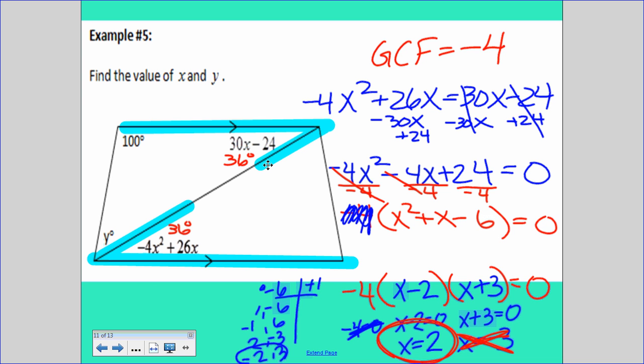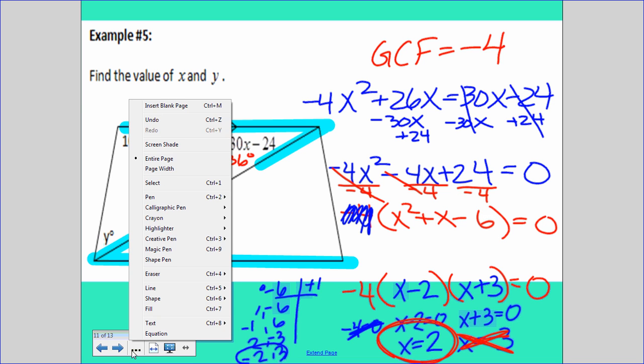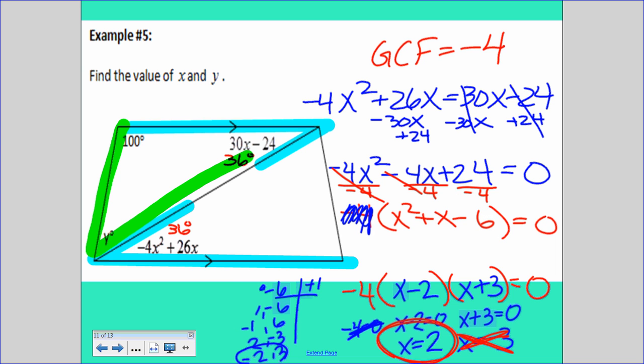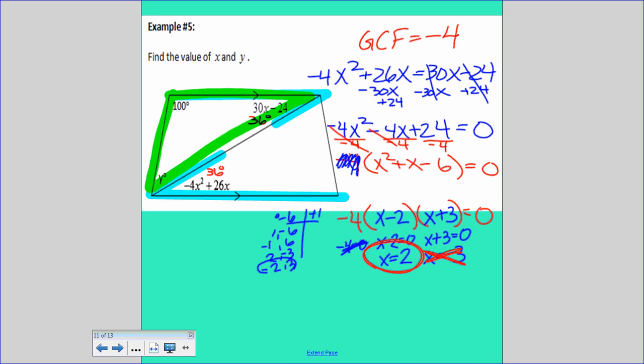Now I just gotta find Y. Y is the easy one. How am I gonna find Y? Felix? You had 100 plus 36. Yep. I got this triangle here. I'm gonna use the triangle sum theorem. Do it up here. 100 plus 36 plus y is 180. So 136 plus y is 180. So what's y going to be?